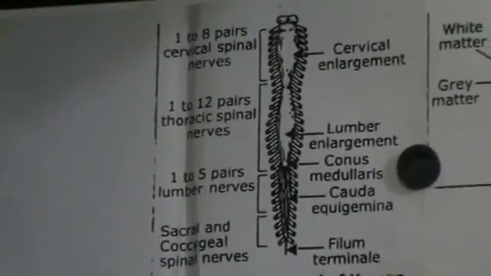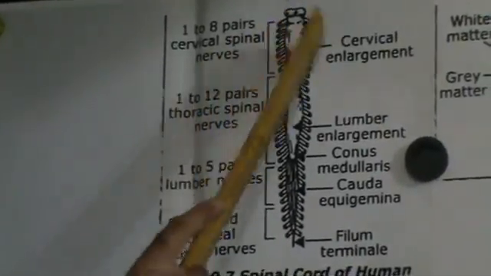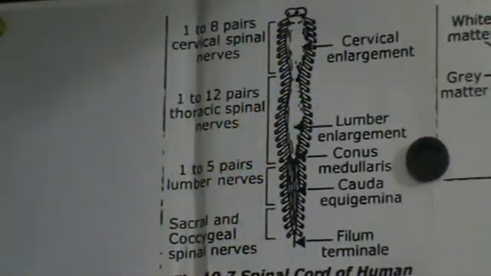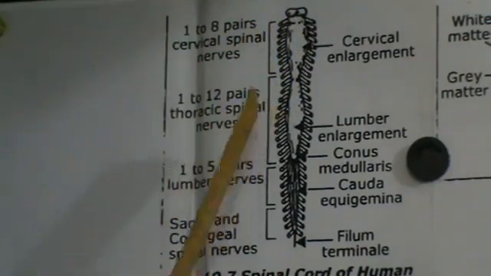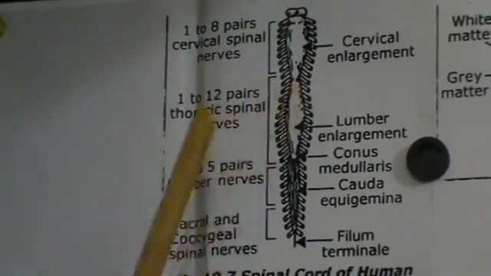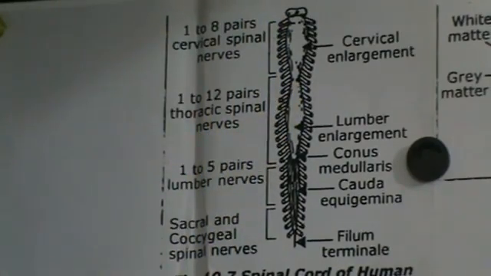It is not uniform in thickness. It shows two slight enlargements, one in the cervical region and the other in the lumbar region. Now, from these enlargements, you have spinal nerves which are given out for the forelimbs and the hind limbs. So, you would have forelimbs spinal nerves coming out from here, hind limbs spinal nerves coming out from here.